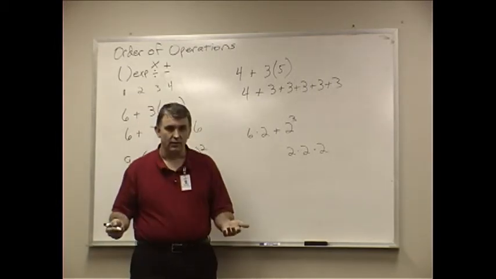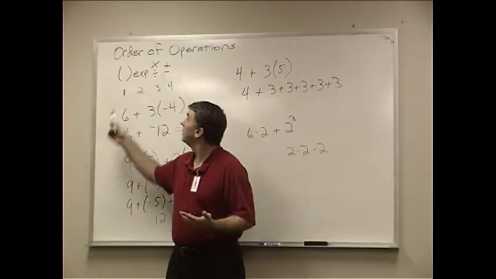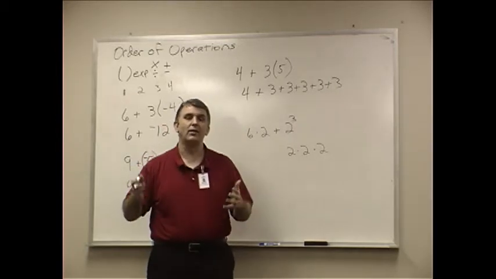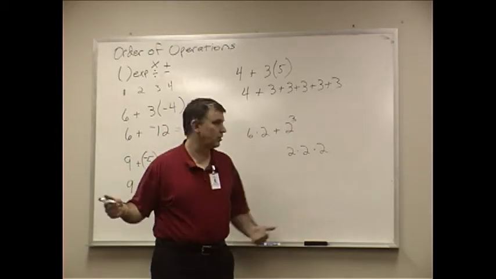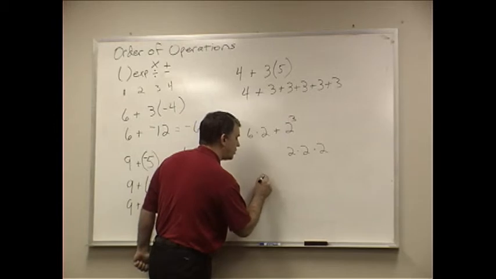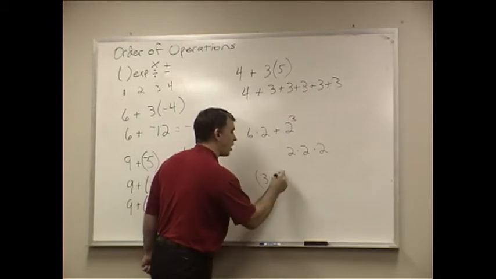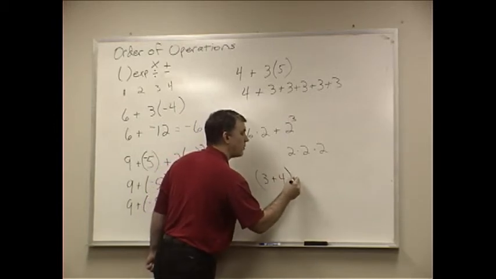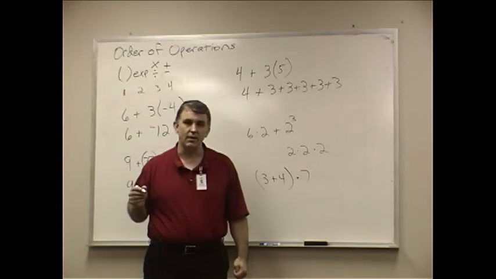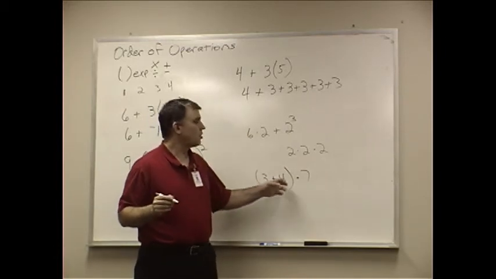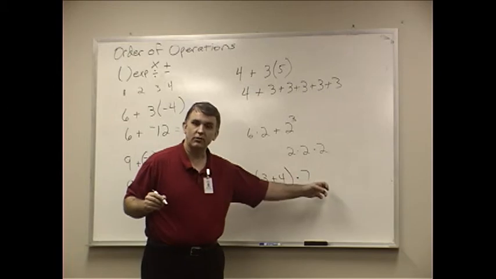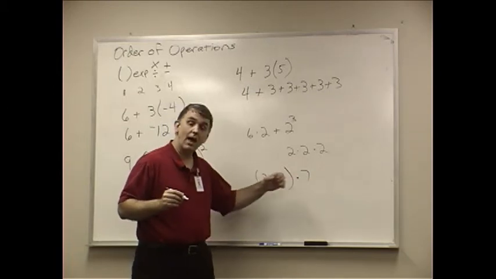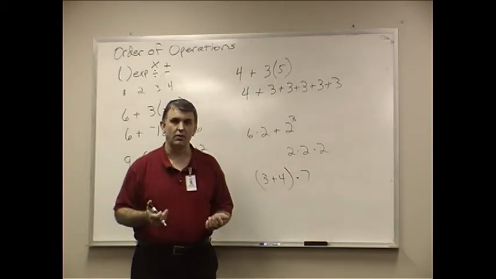Lastly is parentheses. Parentheses is really just a way that we can make something happen first. Maybe we intend to do 3 plus 4 before we multiply times 7. So if you don't want to do the 4 times 7 and add 3, but you need to add those two, well, that's where the parentheses come in.